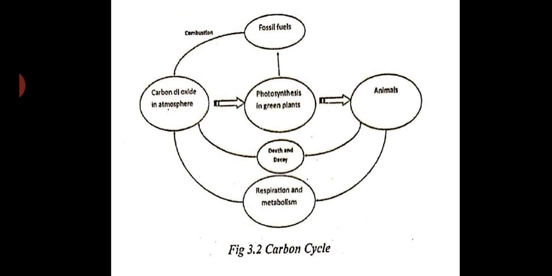Now, you see in the cycle, when the fossil fuels are burnt, like I told you, coal, oil or gas, they release carbon dioxide to the atmosphere. This carbon dioxide from the atmosphere is taken by the green plants for photosynthesis, and they release oxygen. And this oxygen is taken by the animals. You can see the arrow. This oxygen is taken by the animals for living.